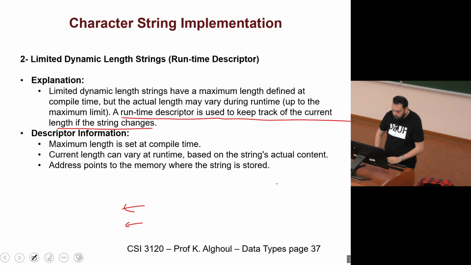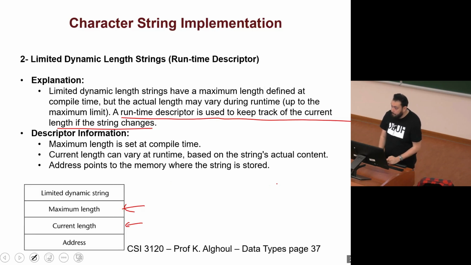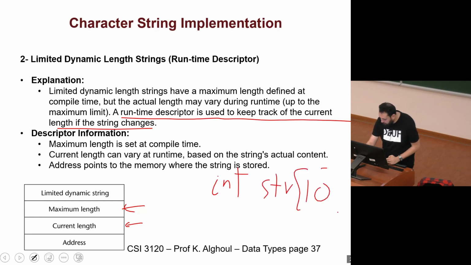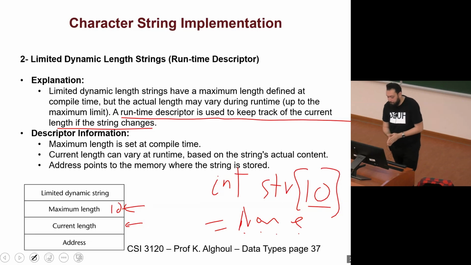And the descriptor, the maximum length, is that the one that, for example, is the number in square brackets? Yes, so like you do this, 10 equal, for example, name, whatever, 1, 2, 3, 4, and 5 with the string. So this is the current length, 5. Maximum will be 10. So that's what it means, okay?